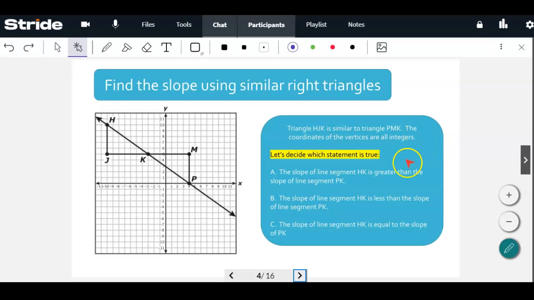So let's decide which statement is true. A: the slope of the line segment HK is greater than the slope of the line segment PK. No, that's not true. This is the same. All right, let's look at B: the slope of the line segment HK is less than. Nope. And C: the slope of the line segment HK is equal to. Yes, it's the same. It's on the same line, same slope.